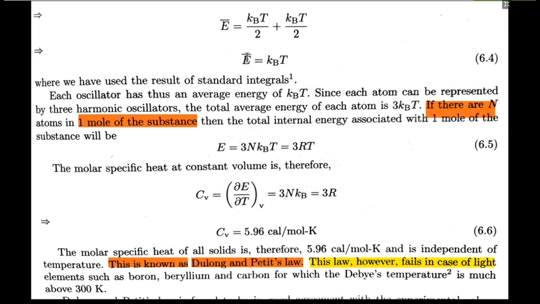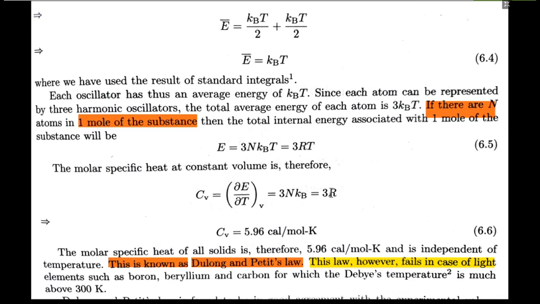Now it is not the average energy, but the total energy, right? Nk is nothing but the gas constant, so replace it by R. Okay. Now the rate of change of energy with respect to temperature, dE by dT, will give me the specific heat at constant volume, with the condition that volume is not changing. So 3RT will become 3R, and that is the Dulong-Petit law. This is the Dulong-Petit law.